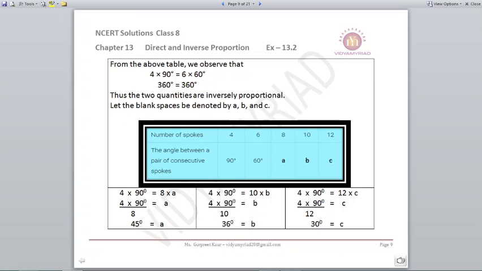Now 4 multiplied by 90 will be equal to 8 multiplied by A, which comes out to be 45 degrees, which means when the number of spokes has increased from 4 to 8, the angle between them has become 45 degrees. When it has increased from 4 to 10, the angle between them came out to be 36 degrees, that is 4 multiplied by 90 divided by 10. And lastly, 4 multiplied by 90 divided by 12 comes out to be C, which is 30 degrees. So we got the values of A, B and C.